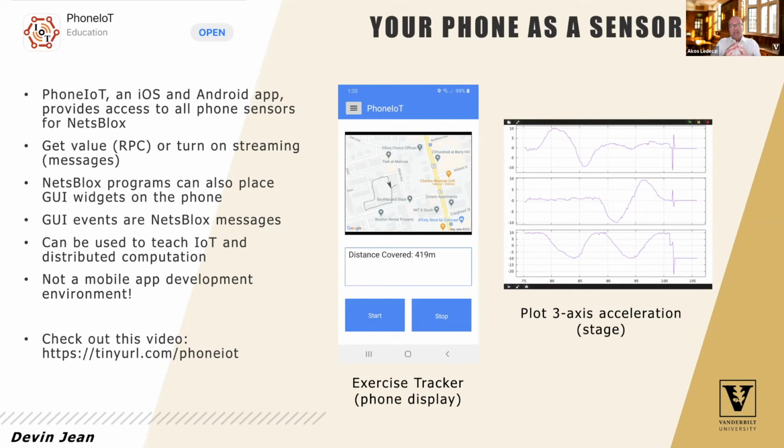And that's actually kind of the point. Whenever we added support for educational robots or phones or whatever it is, we didn't have to change anything on the client. The client code is the same. There are no new blocks. We still use the message passing and the RPCs, and that's it. So just a couple of examples. And I guess the main point is this is not an app development platform, right? The code still runs in the browser. It's a NetsBlox project. It just communicates with the Phone IoT application that runs on the phone. So again, not an app development environment.